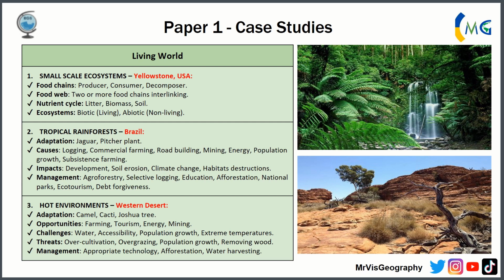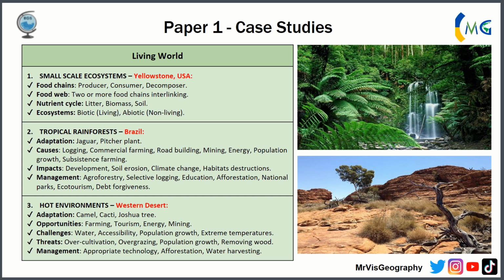And a hot desert, similarly, adaptation. Think about the cacti, the Joshua tree, the camels, how they've adapted to the local environment. The opportunities of the Western Desert were farming, energy, tourism, mining. For tourism, we had Las Vegas. For energy, we had solar energy. For mining, we had oil and minerals. For farming, because obviously photosynthesis is quite good on the edge of that desert.